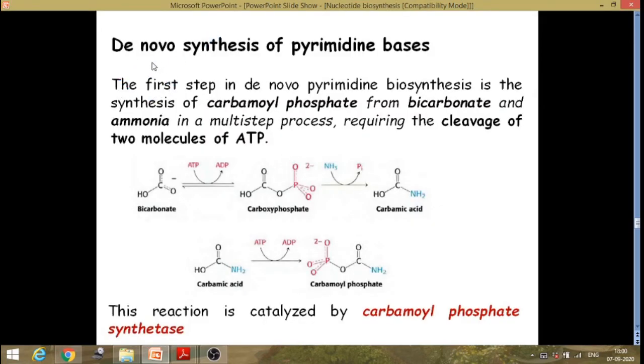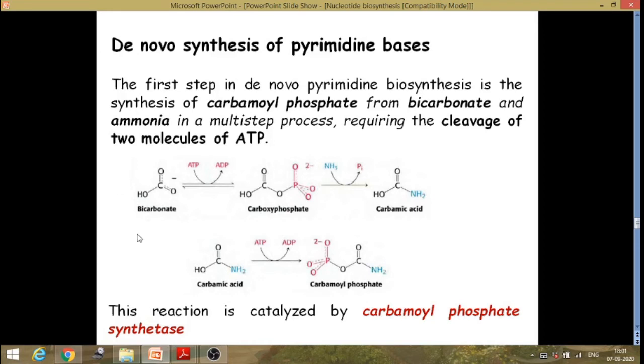Now let us discuss de novo synthesis of pyrimidine bases in detail. The first step in the de novo pyrimidine biosynthesis is the synthesis of carbamyl phosphate from bicarbonate and ammonia in a multi-step process requiring a cleavage of two molecules of ATP. And this reaction is catalyzed by carbamyl phosphate synthetase.